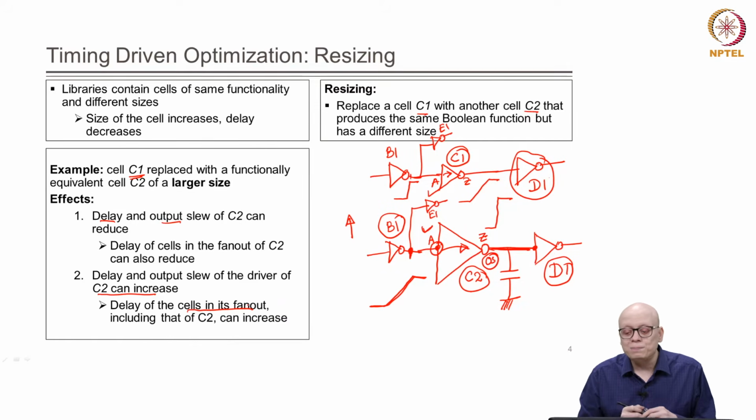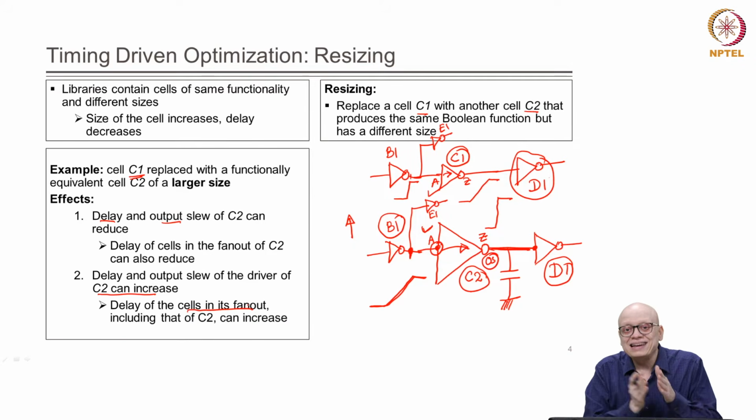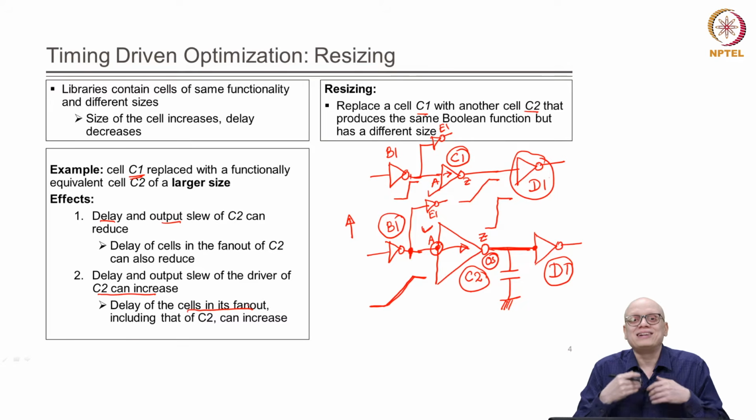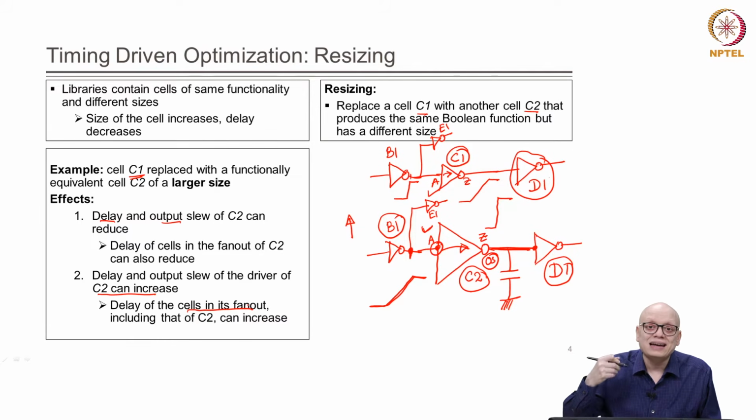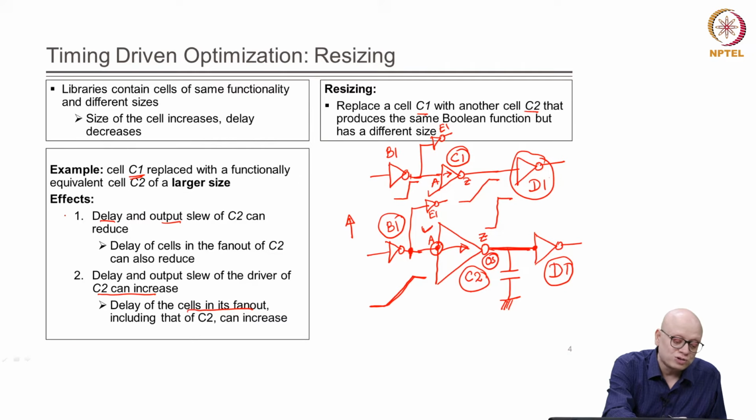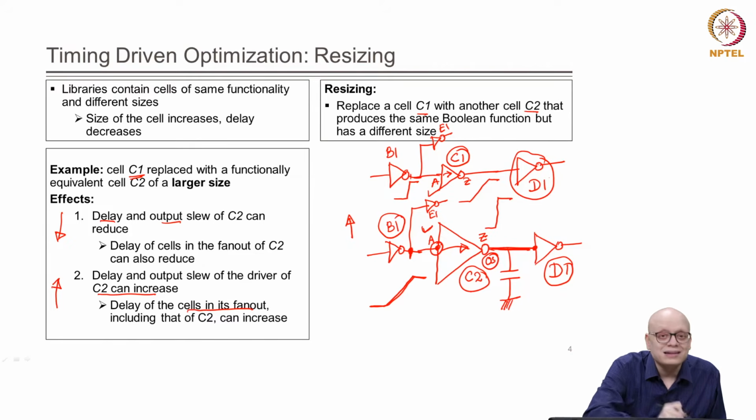So, what this example illustrates is that if we increase the size of cell C1, the delay can decrease in C1 and in its fan out, but delay can increase in its fan in, and because of the output slew the delay of the resized cell can also increase, right, and in the fan out of the driver of the resized cell the delay can also increase. So, these two effects are in opposite directions. The first effect is decreasing the delay and the second effect is increasing the delay.